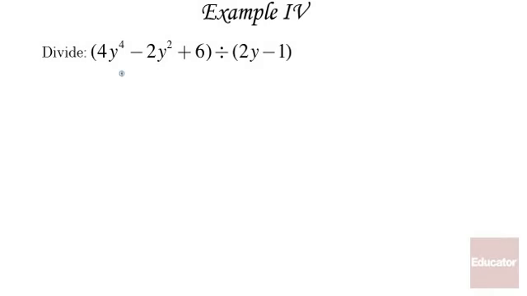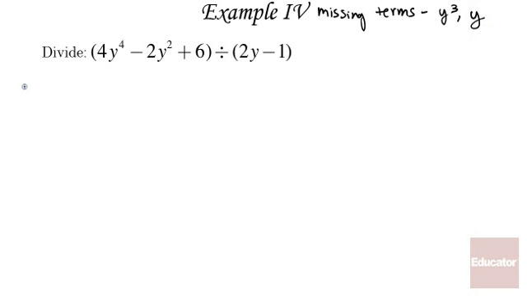Okay, in order to divide this polynomial by the monomial, we'll have to use long division because this would be very difficult to factor. And the first thing is to take care of the missing terms. We have a y to the fourth term. Missing terms. I'm missing a y cubed term. I've got a y squared, and I'm missing a y term.